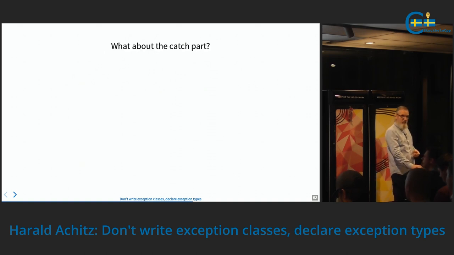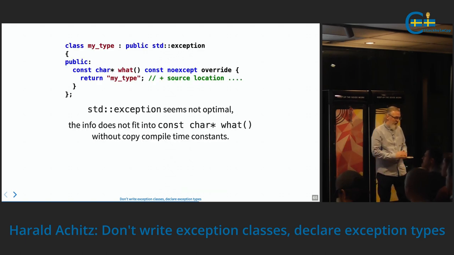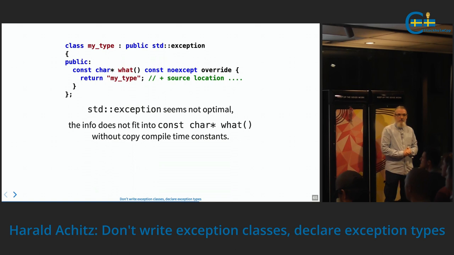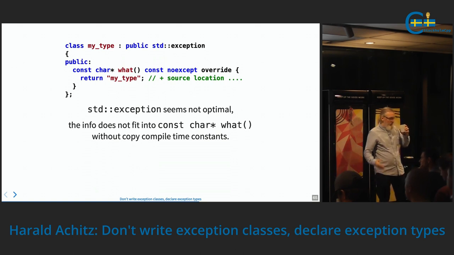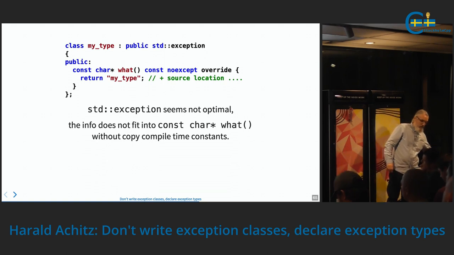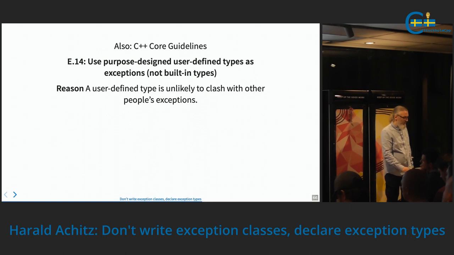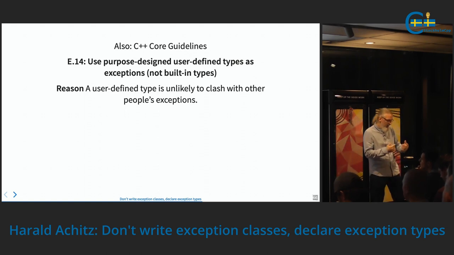Something different. What about the catch part? I didn't introduce too many common base classes, because in my opinion, this is not super optimal to use. Because it's not constexpr, I cannot use it at compile time. It gives me nothing for the message, really. I have to override something I don't want to override. As I've shown, it works also without. There is also in the C++ Core Guidelines the recommendation: don't derive from the existing types. Make your own in your application, maybe in your own namespace. And I share this opinion.